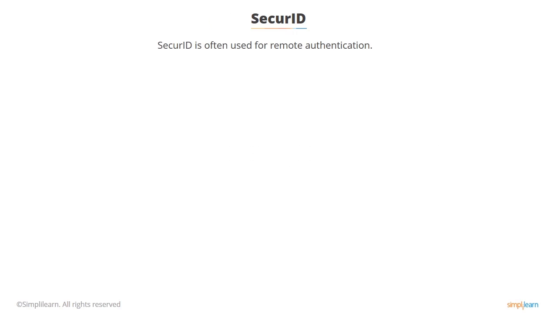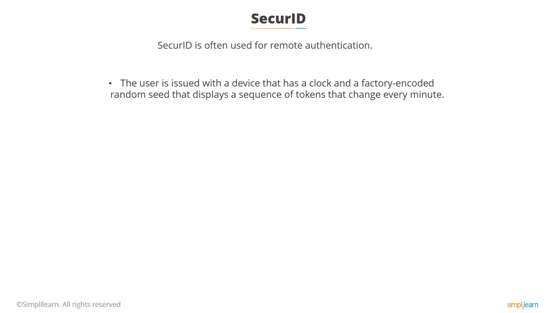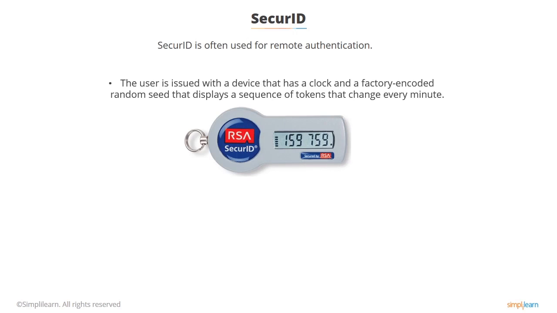Secure ID is commonly used by many organizations. It's particularly useful for giving your employees remote access to your internal systems. The idea is this. The user is issued with a device. It's a small electronic device which contains a clock and a random number generator based on a seed. So what happens is, every minute, the device displays a new number.